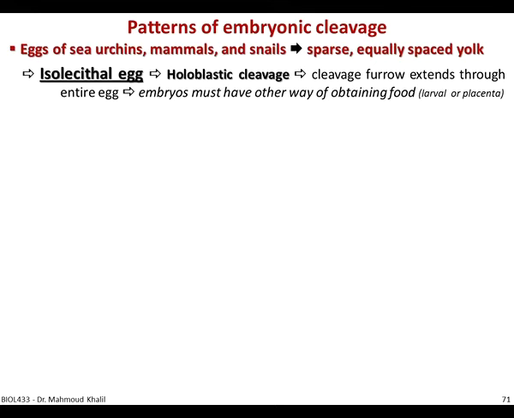In these types of embryos, since the amount of yolk is very little, they need to find another source or another way of obtaining food. That's why some of these embryos will have a larval stage. Other embryos, like mammals, for example, will have a placenta to connect the embryo to the mother to get fed, since the amount of yolk is very little.